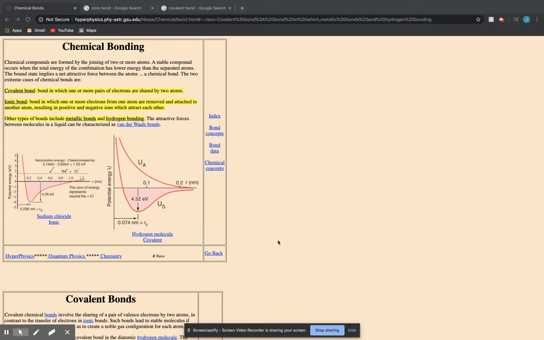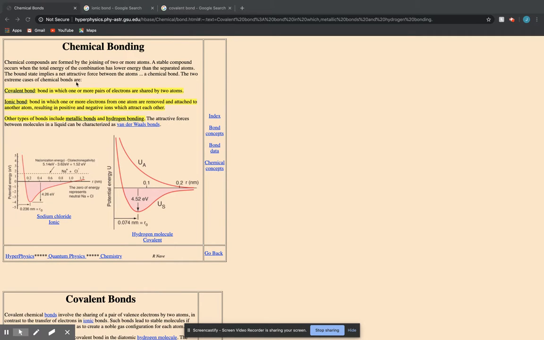So today we're going to be going over chemical bonding. Chemical compounds are formed by the joining of two or more atoms in bonding. A stable compound occurs when the total energy of the combination has lower energy than the separated atoms. The bond state implies a net attractive force between the atoms, a chemical bond.